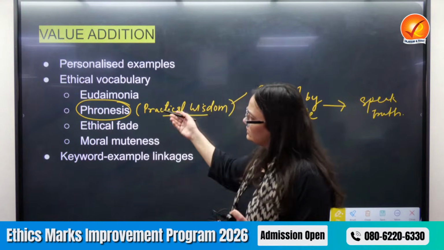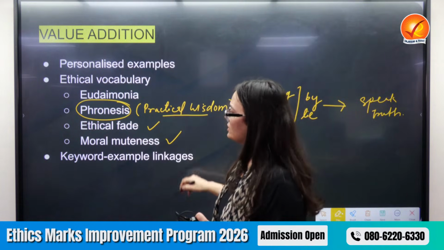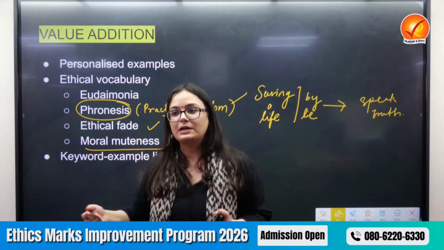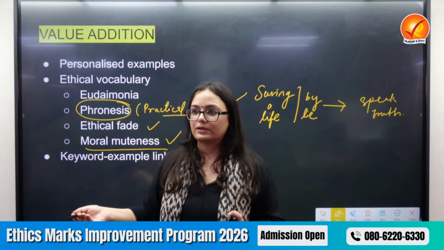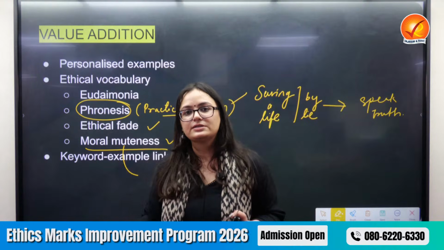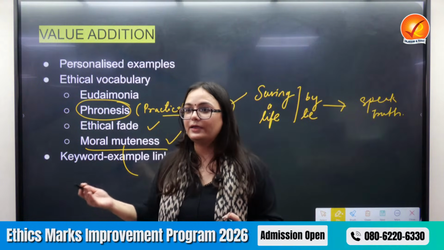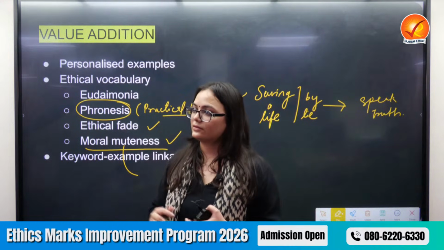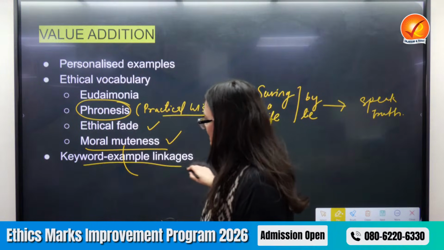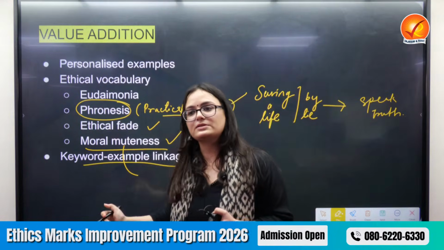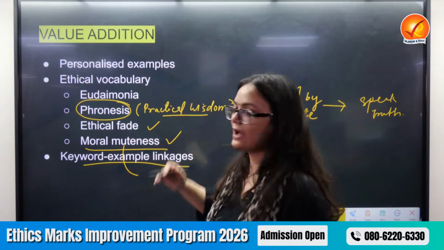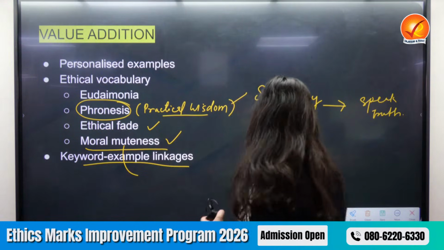Then other keywords like ethical fade, moral muteness, where you realize that something wrong is being committed, but you're mute to it. Say a fight, somebody being eve teased in the streets, but you remain mute. Why? Because your ethics has remained mute. Then keyword example linkages. Whatever keywords you read from the syllabus, you have to draw different examples from that to be writing a good answer in ethics.